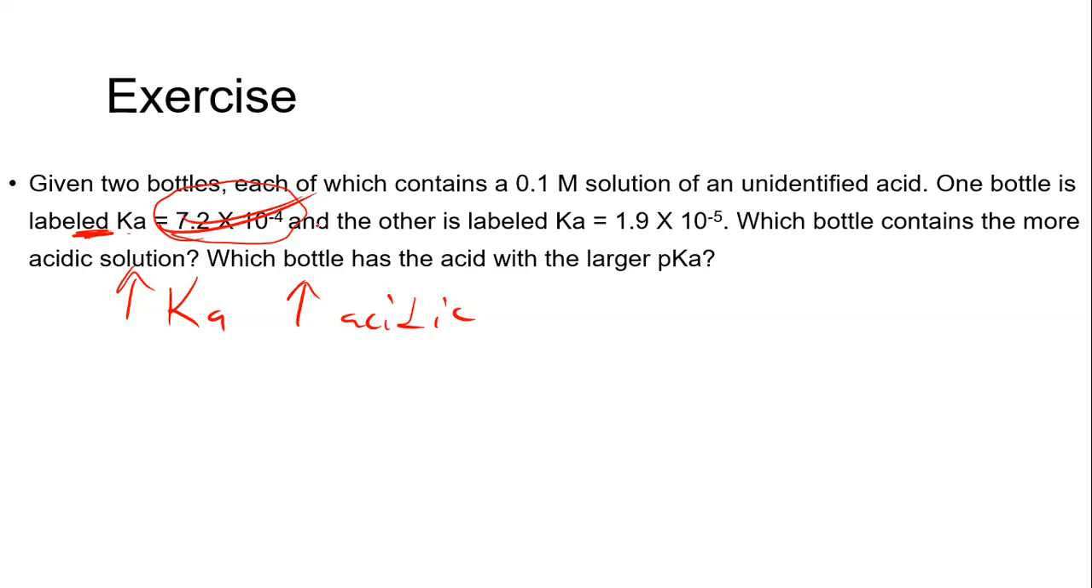Very simple. Now, you realize that the relationship between K and pK is inversely proportional. So if the K is high, the pK is low, right? Good. So the one that will have a larger pK will be the one that will have the lowest Ka, and that will be the bottle calibrated 1.9 times 10 raised to the power -5.